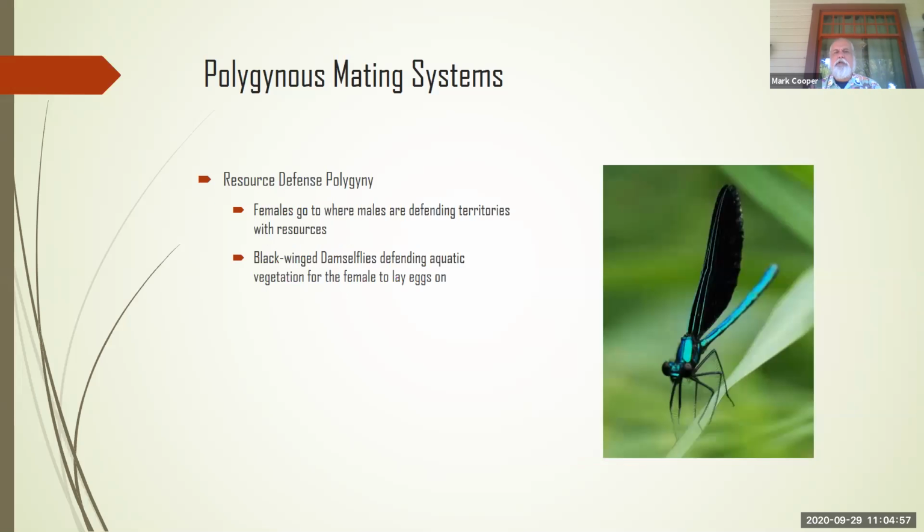The next one is called resource defense polygamy, where they're not actually fighting over the females. What they're fighting over is some resource. Here is a black-winged damselfly, and they're not fighting for the females per se. What they're fighting for is vegetation where the females lay their eggs. So they fight over that, and they have a good territory. Then the females will come to that territory to mate with that male.